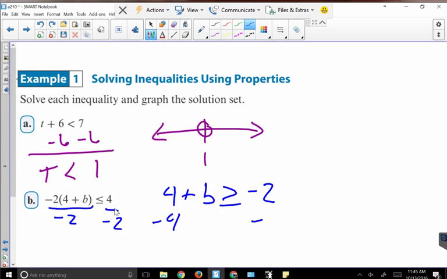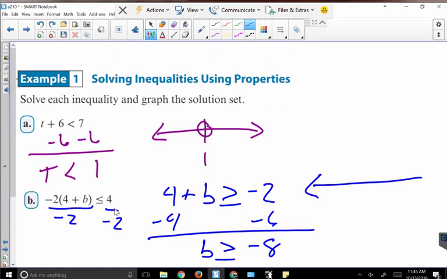Subtract 4, and I end up with b greater than or equal to -8. So if I graph this out, it's going to be at -8, and what would I put? Open circle or closed circle? Well, it's got the little line underneath it, so it's going to be a closed circle. Now, I've got the differences down on that. Now I've got to identify where I should shade. Am I going to be using numbers larger than or smaller than?